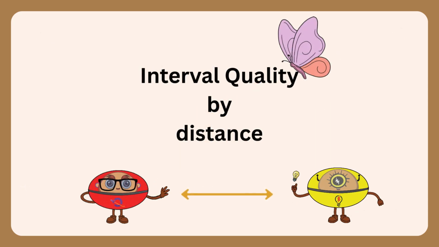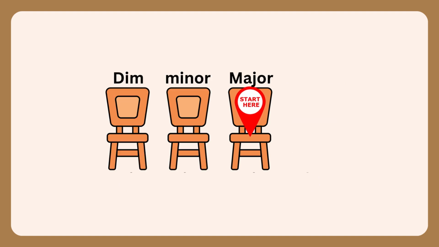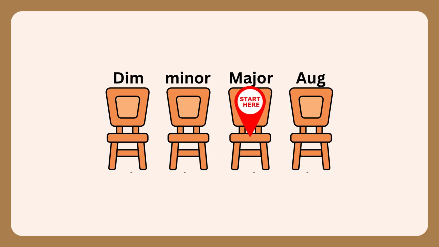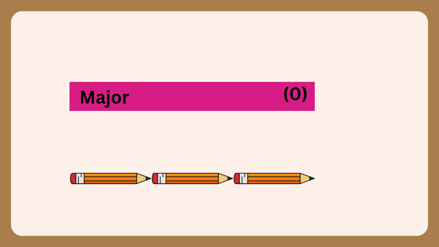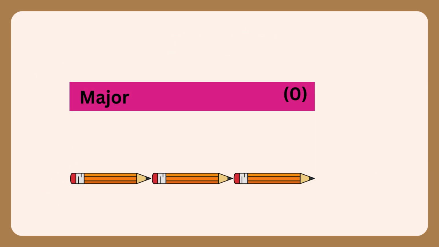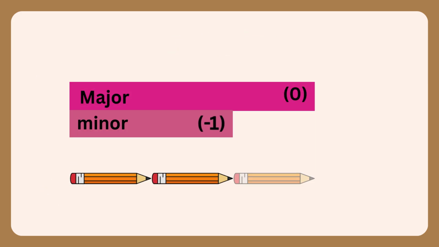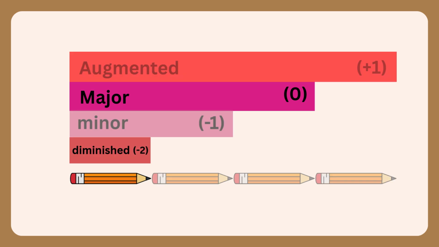Understanding interval quality by distance. Let's review how the distance in semitones helps us determine the quality of an interval. Major plus 1 semitone equals augmented. This is the longest form. Major, based on the major scale. Major minus 1 semitone equals minor. Major minus 2 semitones equals diminished. This is the shortest form.